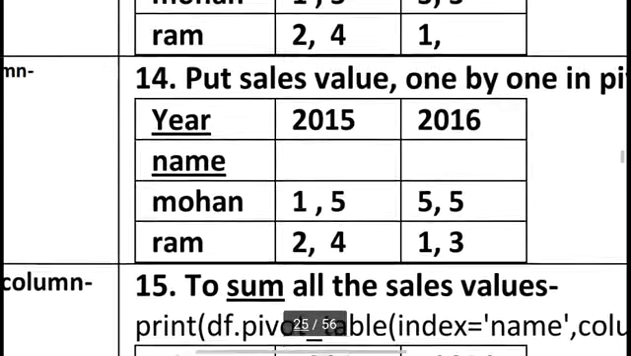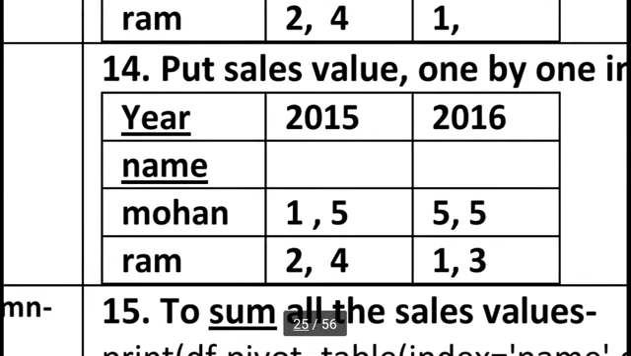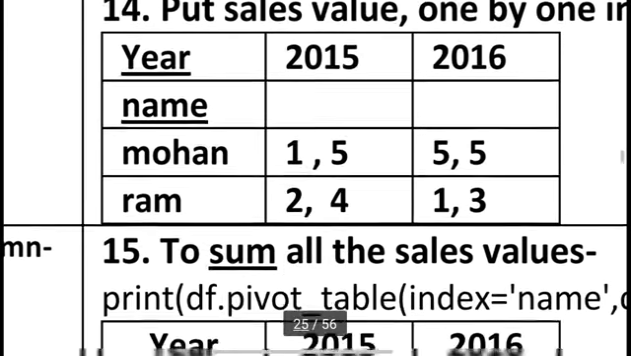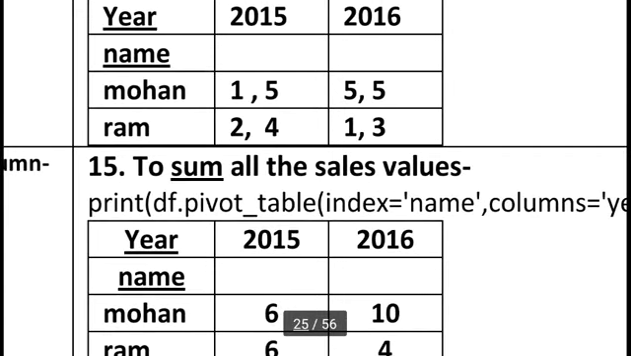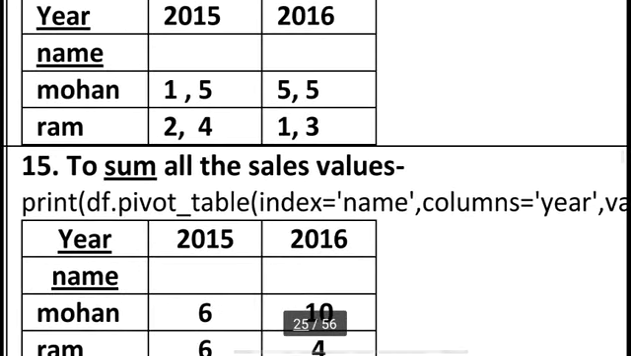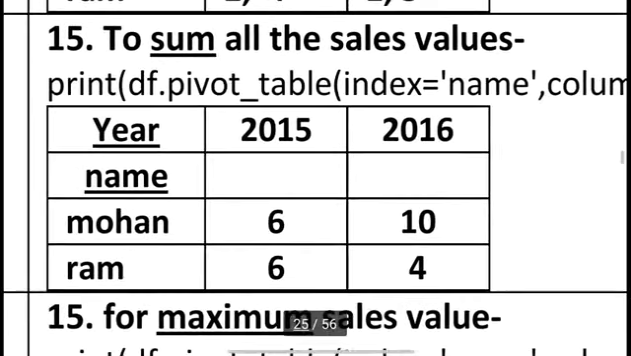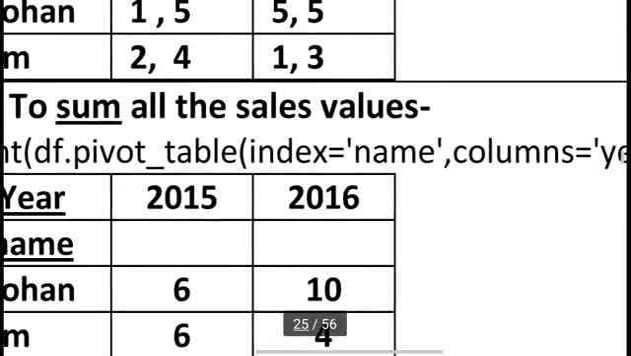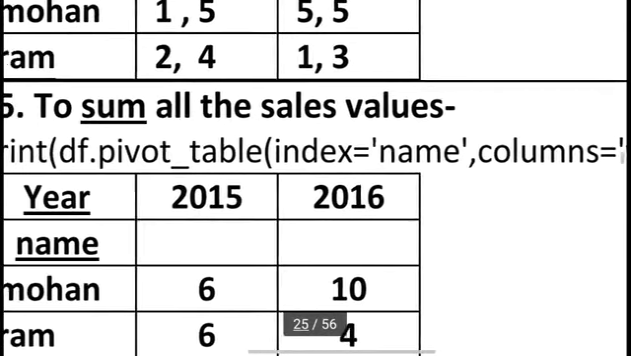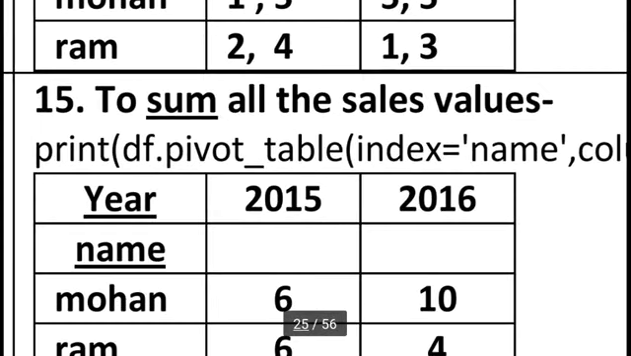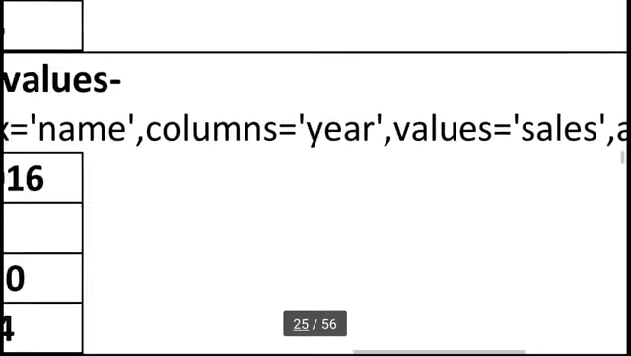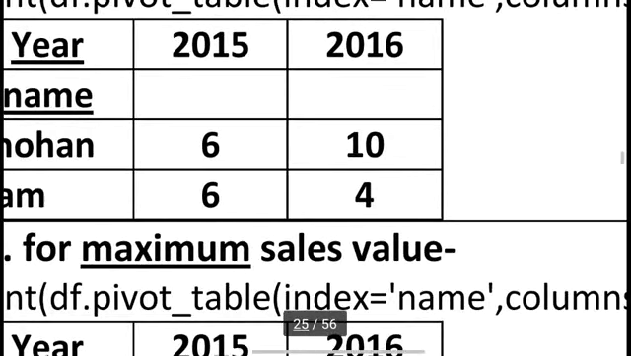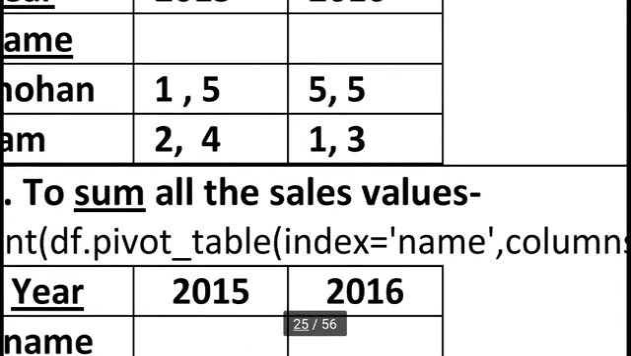But this pivot table I want to analyze. Suppose I want to see the sum. So simply we can write here df dot pivot underscore table, index is equal to name, we already know is the pivot row, columns is equal to year. In the pivot column you can see all the years, 2015 and 16, and in the values you can see the sales values 1, 5, 5, 5.